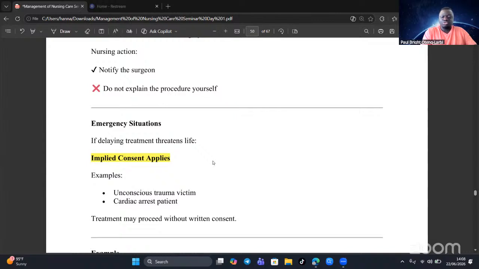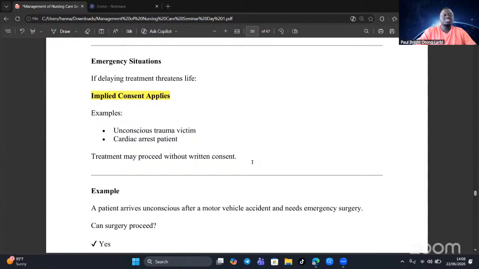The patient is unconscious. We don't know the family of this patient. Should we allow the patient to die? No. So we have a certain type of consent we call implied consent. It is given to an unconscious traumatic patient or cardiac arrest patient. So treatment may proceed without written consent. The doctor will give the go-ahead.